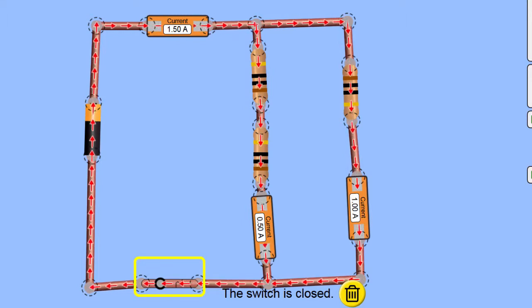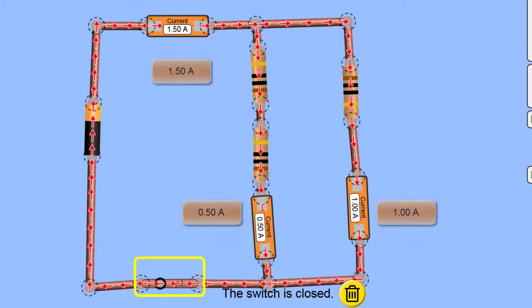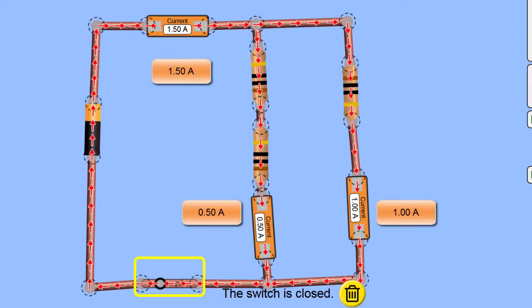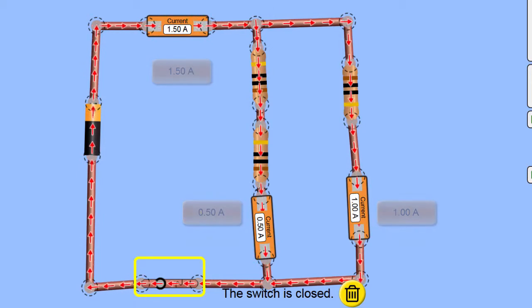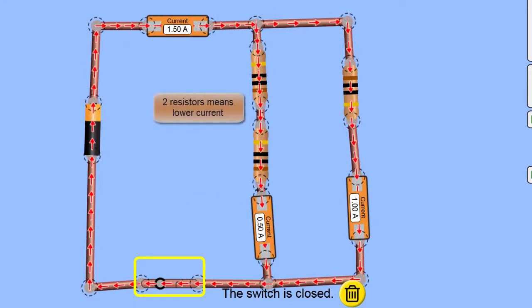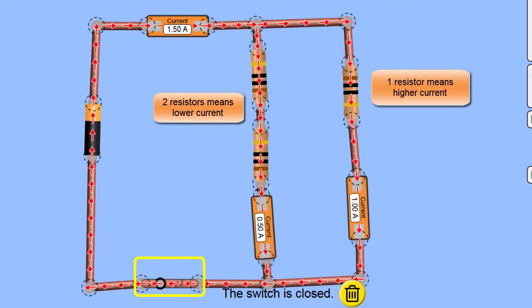I close the switch. Okay, you realize that all of them are different. This is 1.5, this is 0.5, and this is 1. Why is it so? It's because over here there are two resistances, so the flow will be slower. Over here there's one resistance, so the flow will be faster.